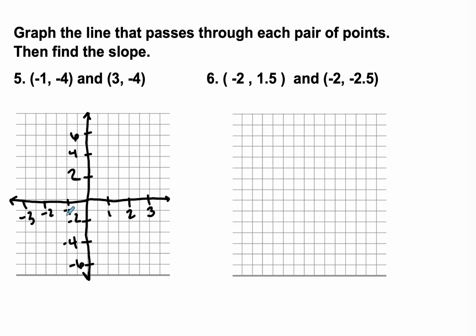Okay. Now I'm ready for those ordered pairs. -1, -4, over -1 down to -4. 3, -4, over 3 down to -4. All right, so my slope, 0. You can think the zero can be extended to have that horizontal line. 0 slope, flat like the floor.